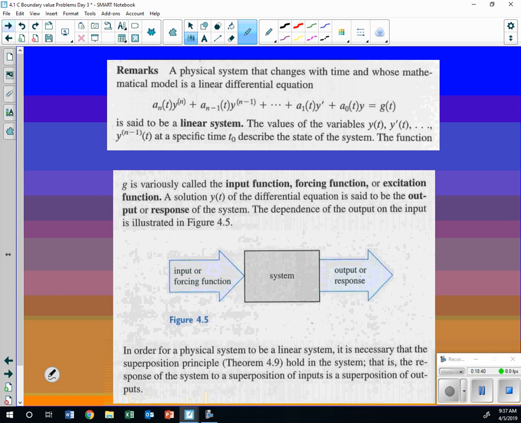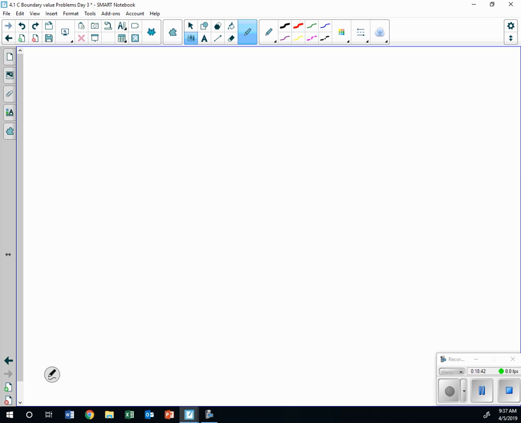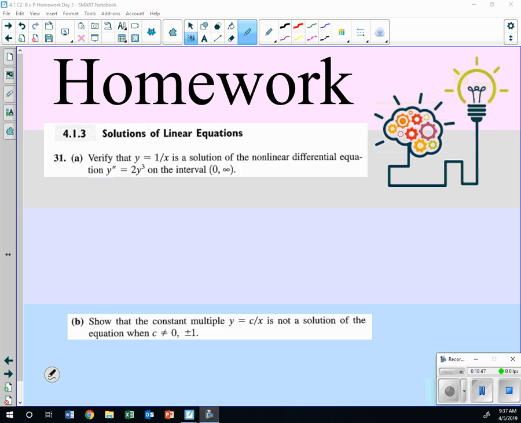So let's go to some problems here. We're going to start with just doing number 31. It says, verify this solution is of the nonlinear equation y double prime equals 2y cubed. Is this homogeneous? Would you call this homogeneous or non-homogeneous? Well, you might think since there's something over here, it's non-homogeneous, but because it's y, it's related to y double prime, we would call this definitely homogeneous.